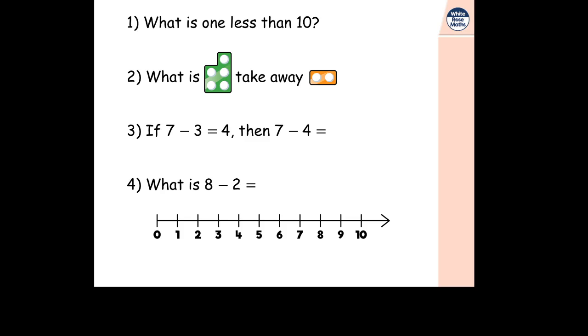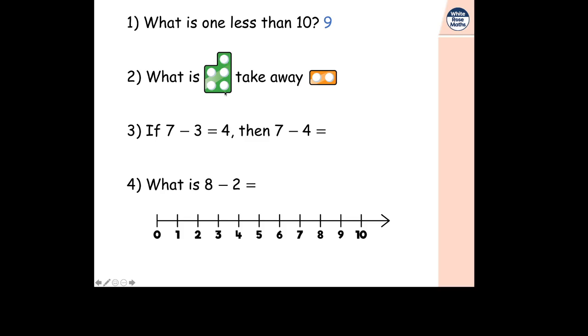Right, everybody had a go at those 4 questions? Okay, so what is 1 less than 10? Well, I want you to hold up 10 fingers. Good. And then I want you to put one of them down. That would be 1 less, because you're taking away 1. How many have you got? We've got 9.